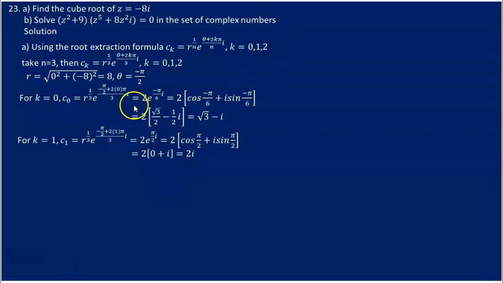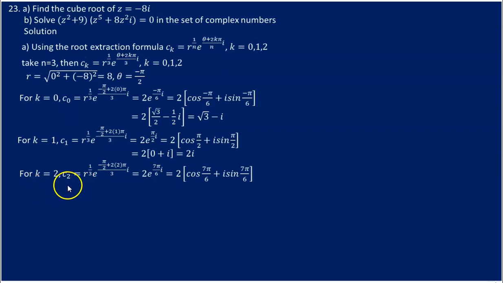When k is 2, keep the r and theta values as they are, but in place of k in our formula, we are going to put number 2. Let's see what's going to come. For k equals 2, everything is taken as it is, but here k is 2. This is 4 pi. 2 times 4 pi is 8 pi. 8 pi minus pi is 7 pi. So 7 pi over 2 times 3 makes 6. 7 pi over 6 can come.